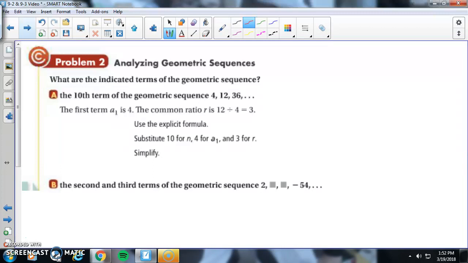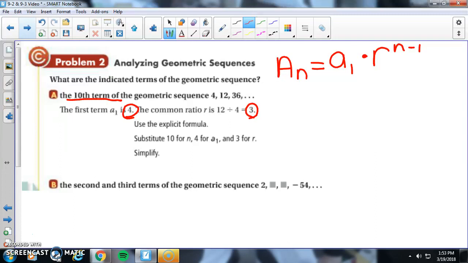What are the indicated terms of the geometric sequence? So if we have 4, 12, 36, a sub 1 is 4, which is our first term. Our common ratio is, we would do 12 divided by 4, which gave me 3. So we have our first term and we have our ratio. We need to think about our explicit formula, which is a sub n is equal to a sub 1 times r to the n minus 1 power. If we are looking for the 10th term, n is 10.